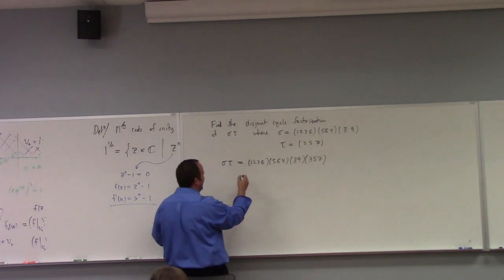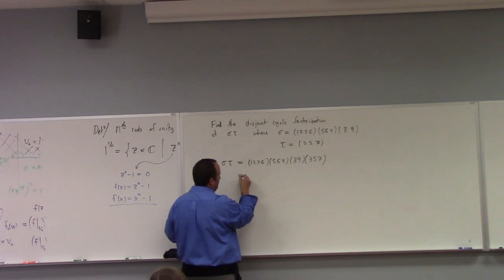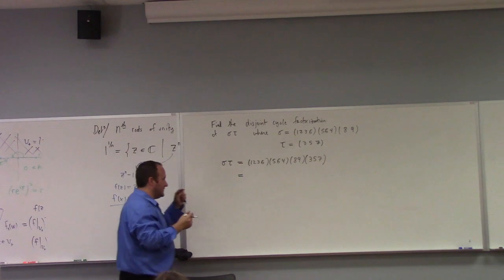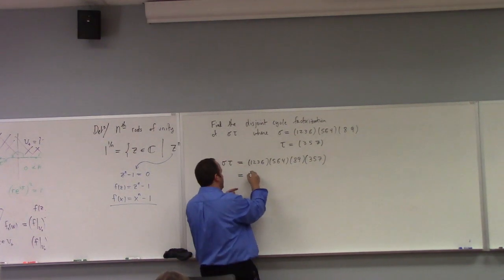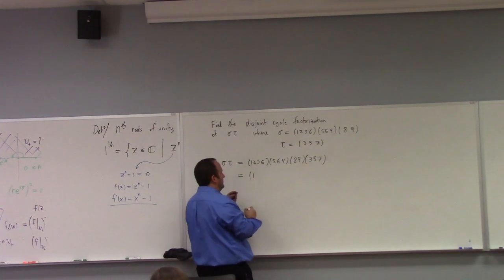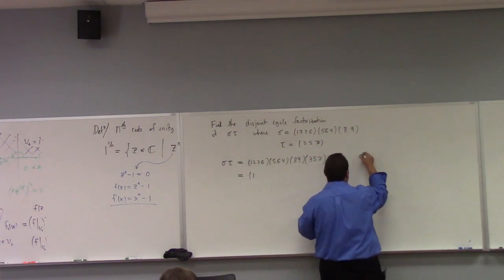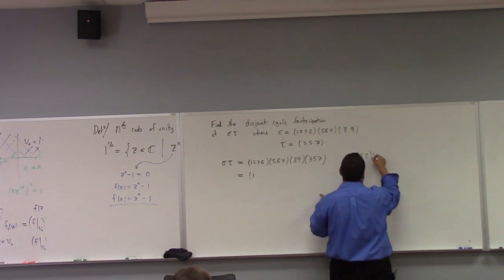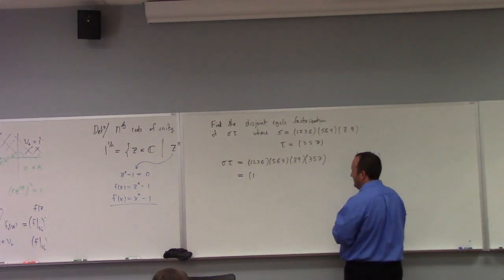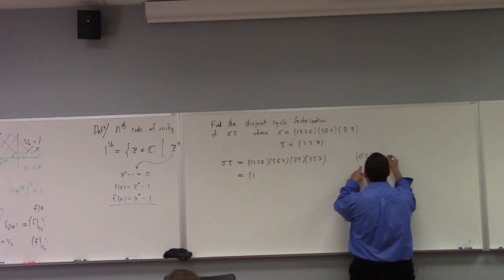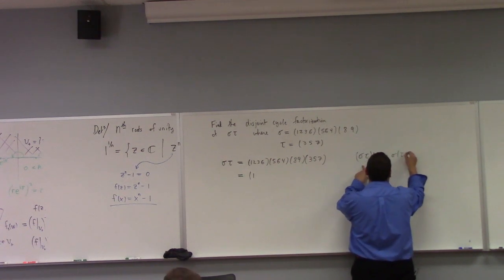So, let's see here. You've got to start somewhere. So I write a 1 down, right? What we're actually calculating is sigma tau of 1 in some sense. How does sigma tau act on 1? This is by definition sigma of tau of 1, right?